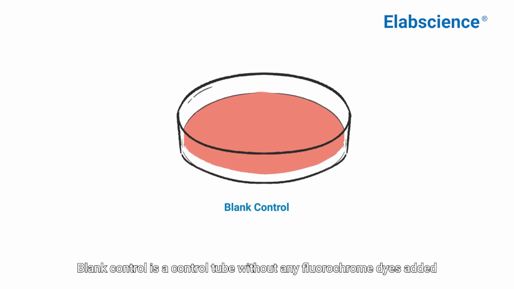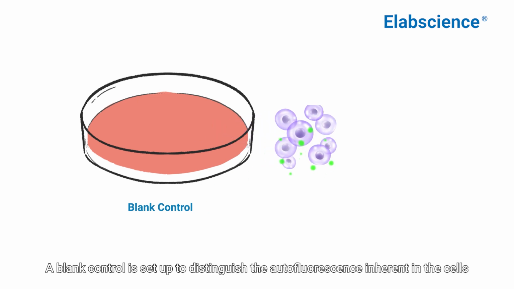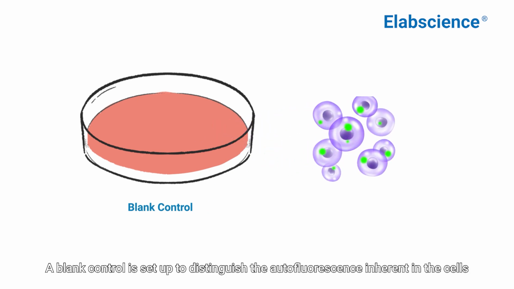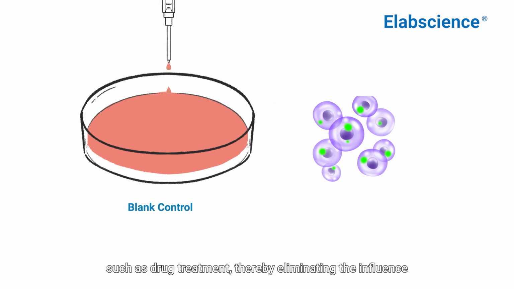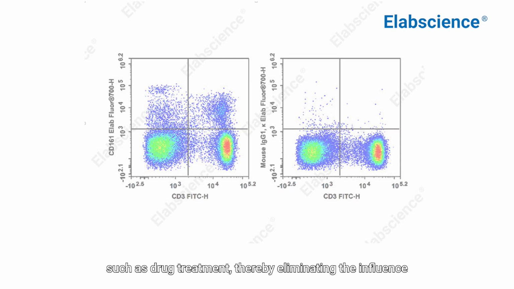Blank control is a control tube without any fluorochrome dyes added. A blank control is set up to distinguish the autofluorescence inherent in the cells and to determine the autofluorescence introduced by external factors such as drug treatment, thereby eliminating the influence of autofluorescence on the experimental results.